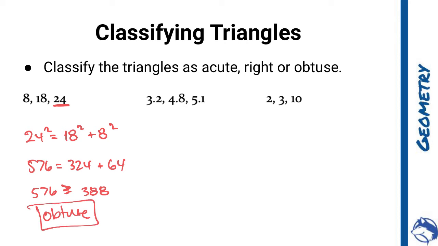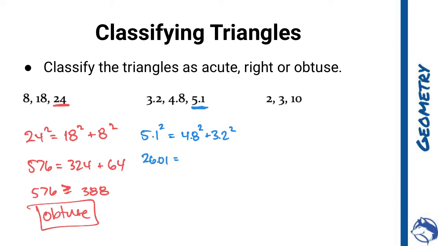I'm going to do a similar thing for this triangle as well. I'm going to find the longest side, which is 5.1. So 5.1 squared, I'm just going to pretend to set it equal to the 4.8 squared and the 3.2 squared. And so 5.1 squared is 26.01.